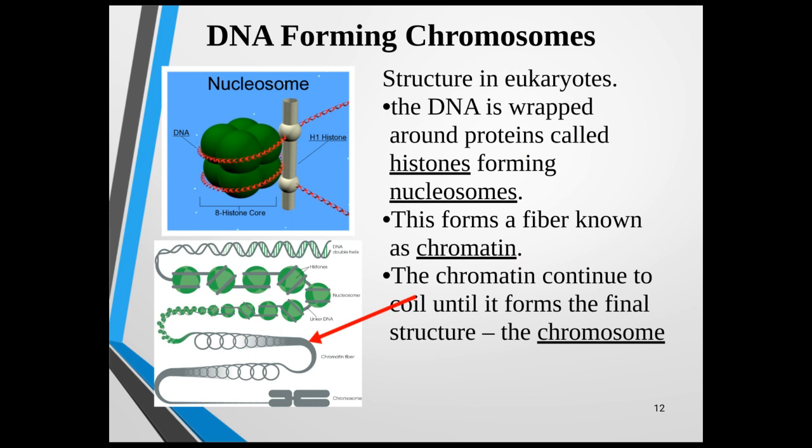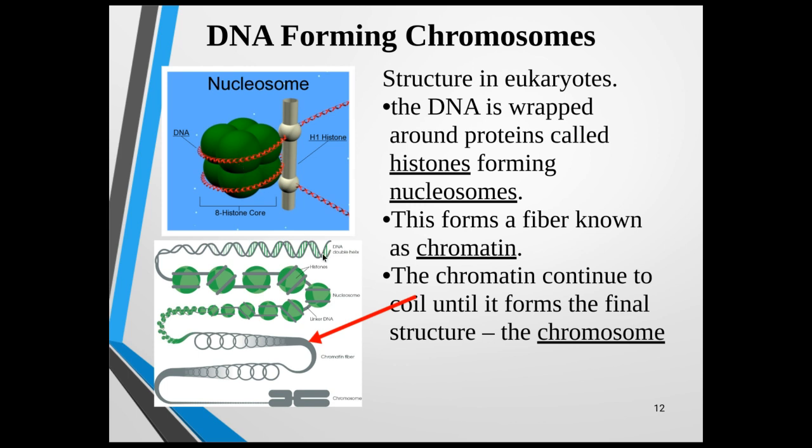DNA forming. So structures in eukaryotes, the DNA is wrapped around proteins called histones. So in this top picture, you see here that the red line is our DNA helix. And these green pieces here are the histone protein, and they keep wrapping and wrapping around it. This structure right here, the DNA and the histones together, this is called a nucleosome.